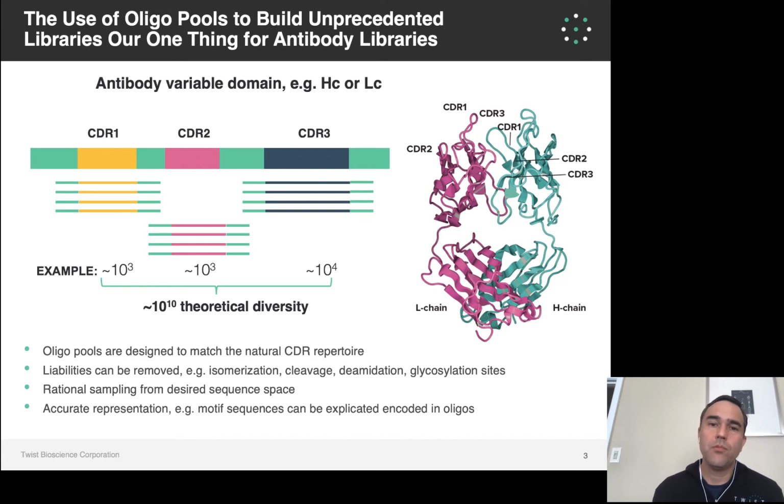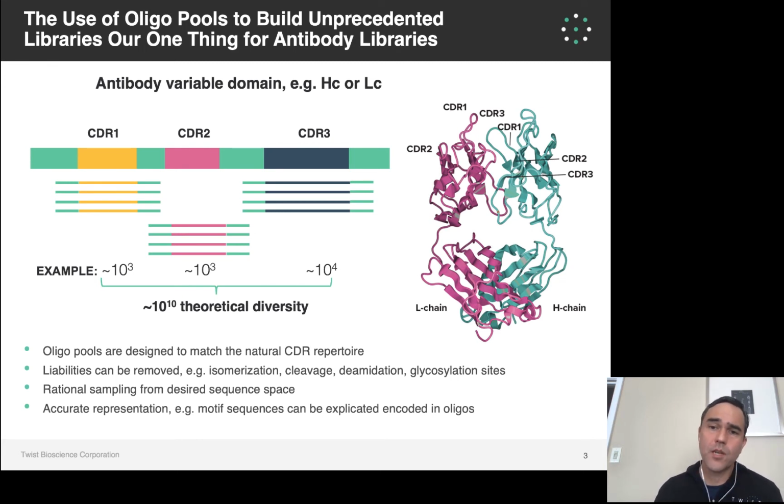Because we're using oligo pools, we can get a really high level of quality from our libraries, as well as, again, exactly match the CDR sequences that are seen in nature. We also can remove sequences up front that might lead to liability risks, such as isomerization, cleavage, deamidation, or glycosylation sites. And then finally, if we choose to, we can even insert motifs into those CDR loops as well.